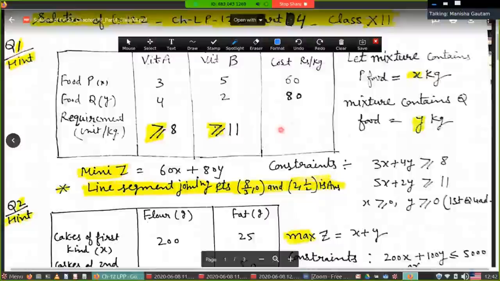And the rate given here is 60 per kg for food P, and for food Q it is 80 rupees per kg. If there are X kgs of food P, then 60 into X, and Y kgs of Q at 80 into Y, so minimize Z, that is equal to 60X plus 80Y. Solve the question.